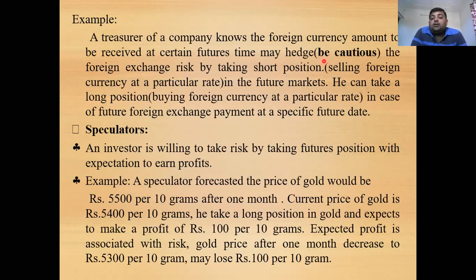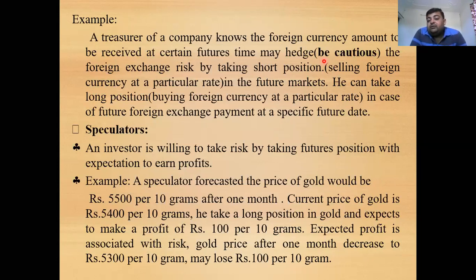Now, for example, you will receive $100 after 2 months, and the treasurer of the company knows that the value of $1 is 64 rupees today. If the dollar becomes weak in relation to the rupee, say it becomes 50 per dollar, there will be a loss in rupees to the company. So to cover that loss, he will take a short position.